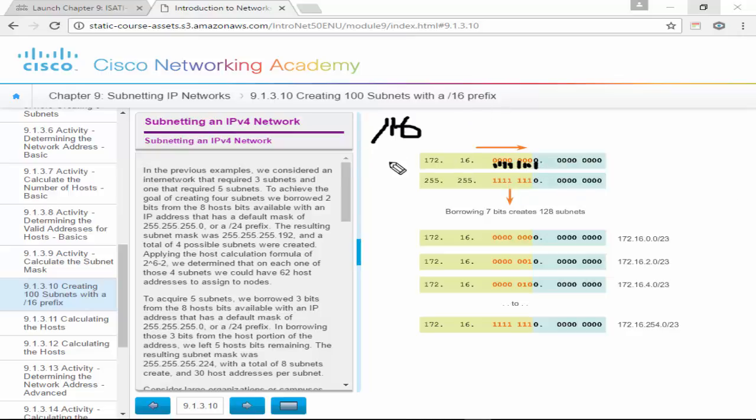Now I know that we can stop there to get 100, but how did I find that there's 100? Well, if we go back here, we're borrowing 1 bit. Remember, that gives us 2 networks. Borrowing 2 bits gives us 4, 8, 16, 32, 64, 128. So actually we have more than 100 subnets, but we can't do exactly 100 subnets. We only have so many numbers we can do.